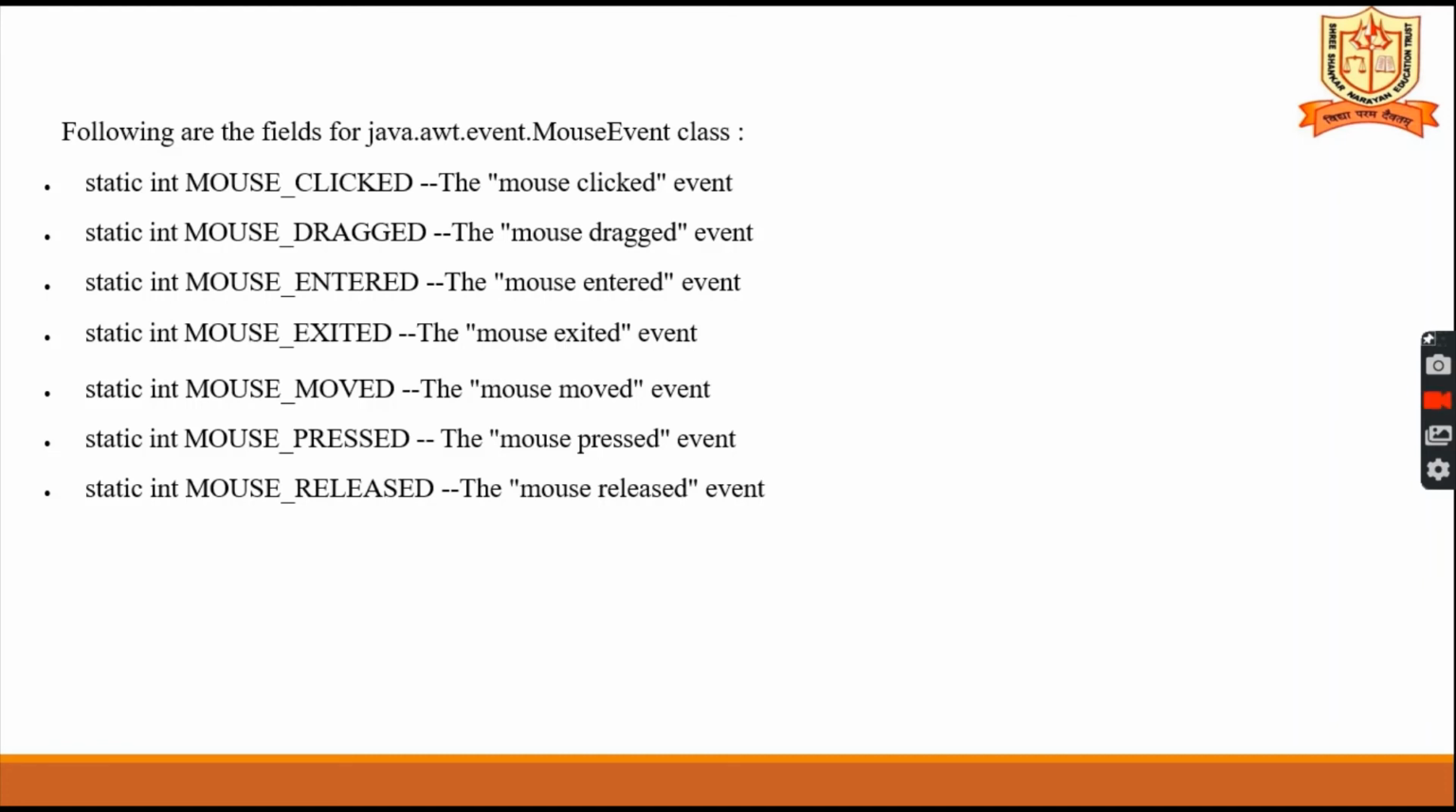The following are the fields of the Java AWT event MouseEvent class: mouse clicked, mouse dragged, mouse entered, mouse exited, mouse moved, mouse pressed, mouse released. So these are the events occurring in the mouse event.